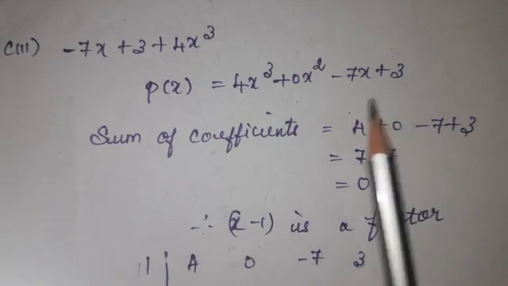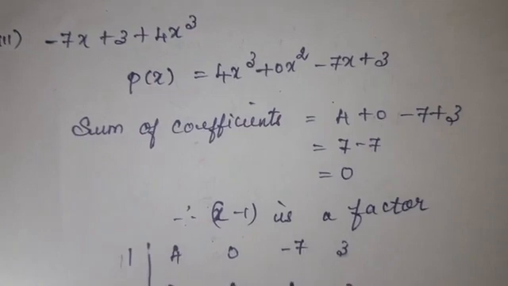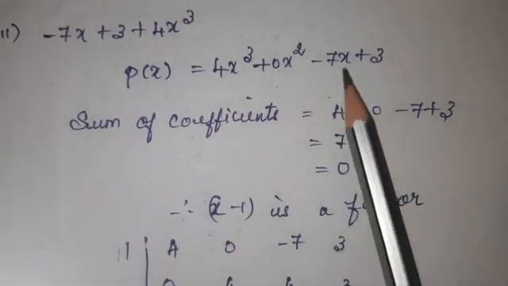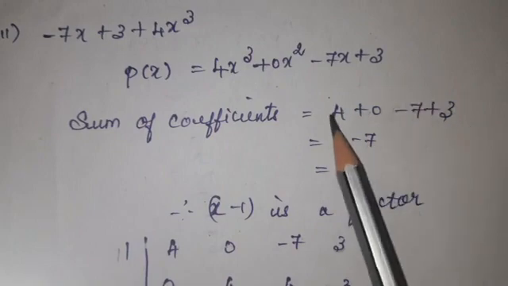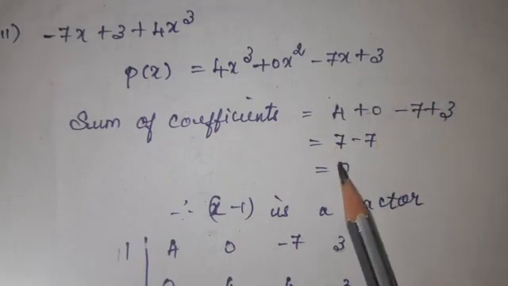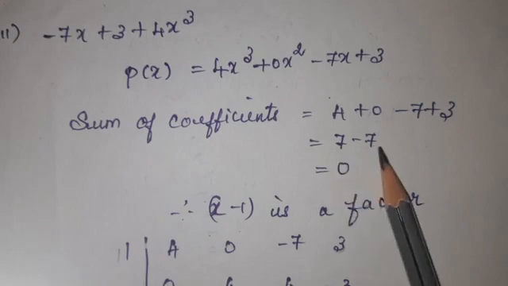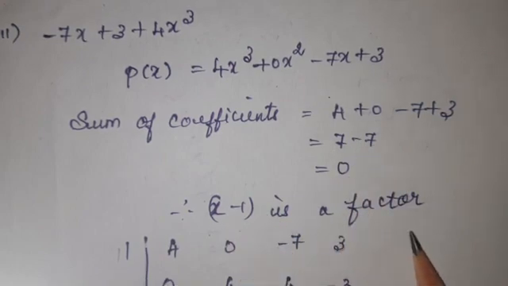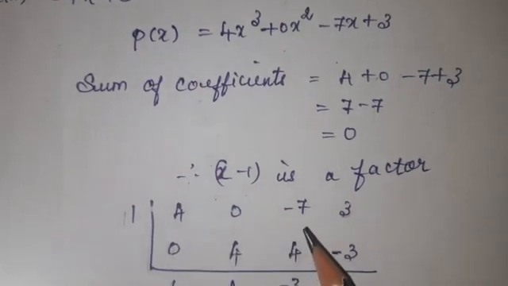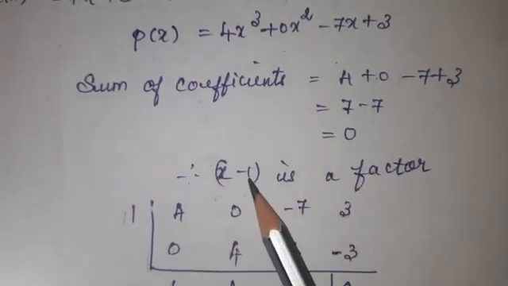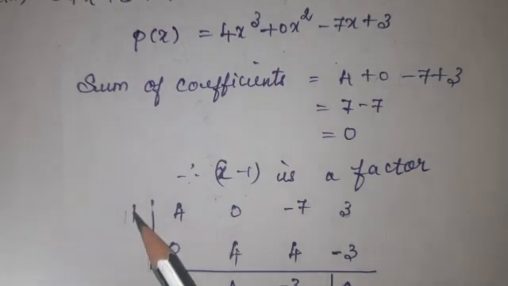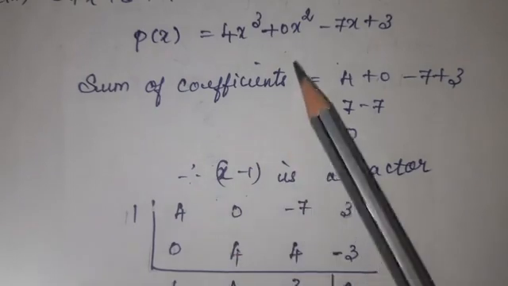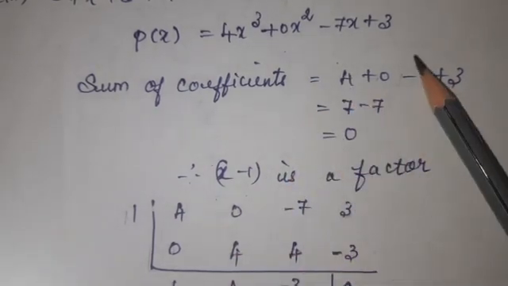First of all, I am finding the sum of the coefficients, to check whether x minus 1 is a factor or not. Sum of the coefficients is what? 4 plus 0 minus 7 plus 3. You add the positive numbers. 4 plus 3 is 7. Here it is minus 7. 7 minus 7 is 0. You are getting 0. That means x minus 1 is a factor. If it is a factor, you should write that in synthetic division. So x minus 1 means it is plus 1. Then here write the coefficients 4, 0, minus 7, 3.